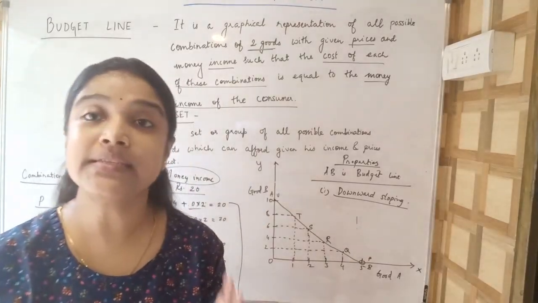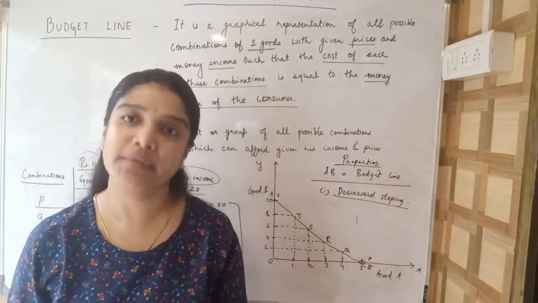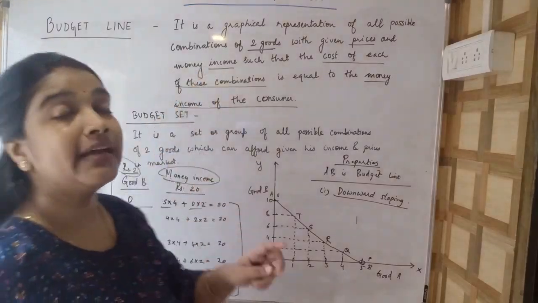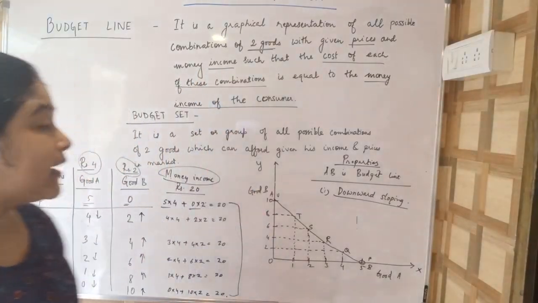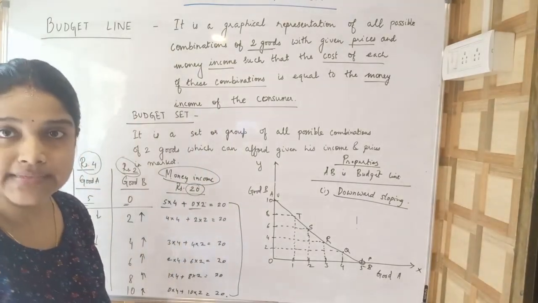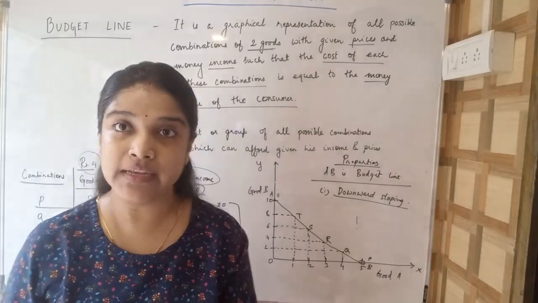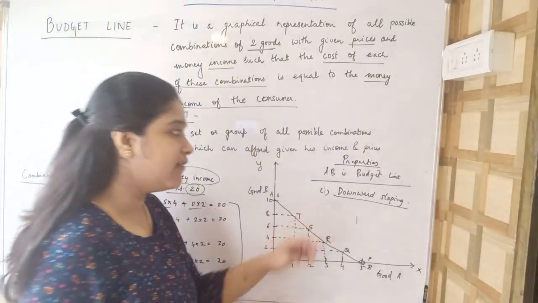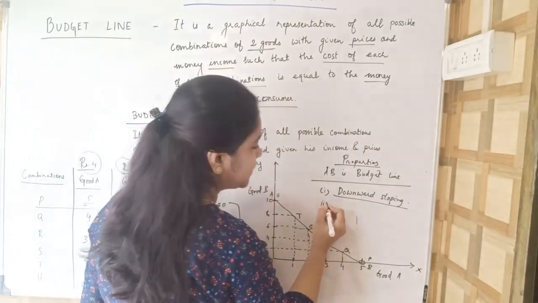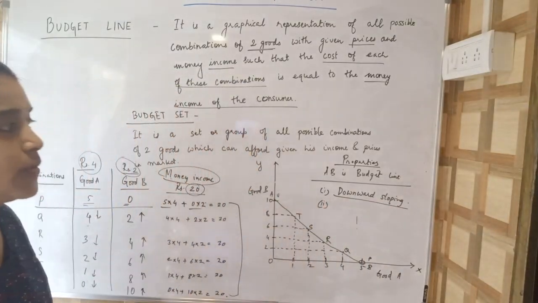Why does this happen? This happens because our income is limited. We have a limited source of income. Money income needs to be taken into consideration. We have only 20 rupees in our example. Yes, 20 rupees is our money income. So we have to be very careful. So it is downward sloping because of the inverse relationship between the quantities of the goods.